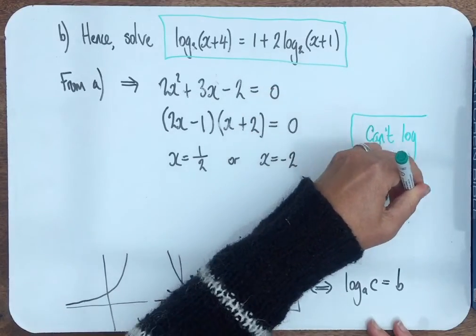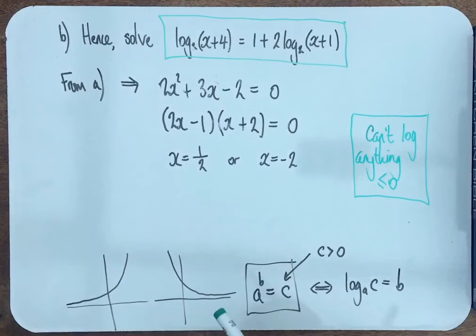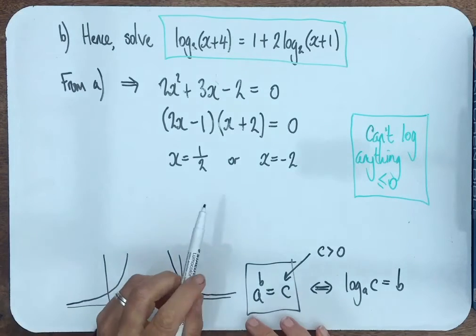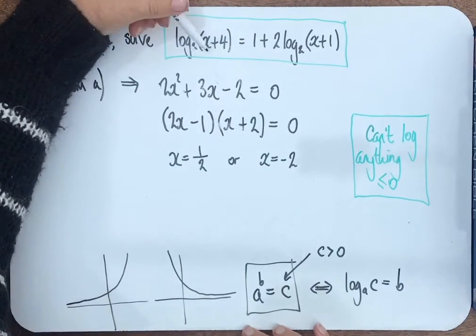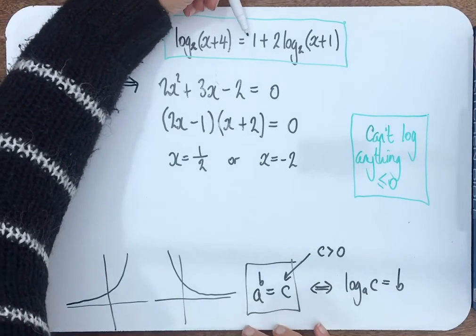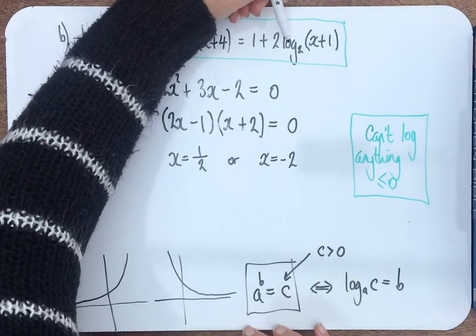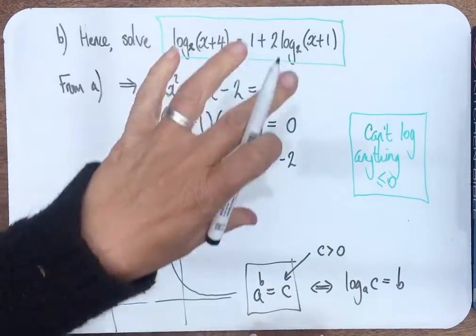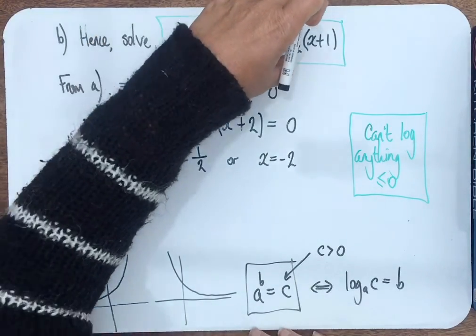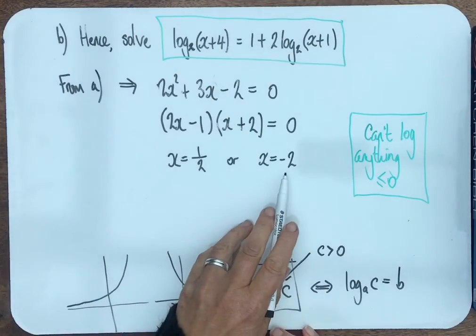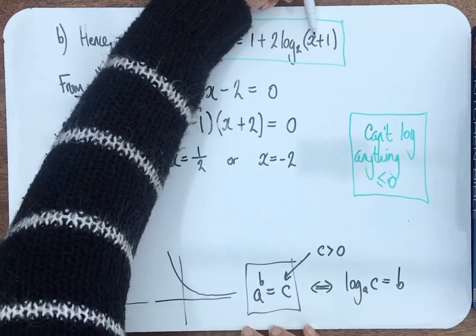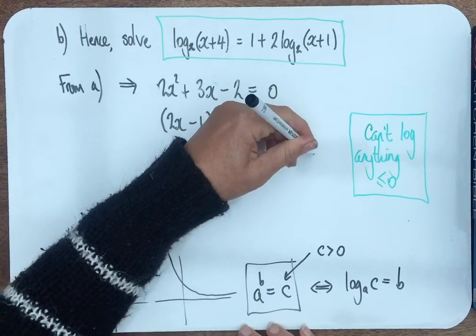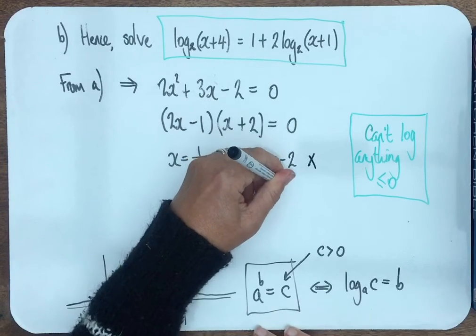You will get used to this. If you try and do log of a negative or 0 on your calculator, you will get a maths error come up. What that means is if I put this back into my original equation, that's fine, because I'll have log to the base 2 of 4.5 equals 1 plus 2 log to the base 2 of 1.5, which is absolutely fine. I can put x equals a half into here. But if I try and put minus 2 into here, minus 2 plus 1 is negative 1, and you can't log a negative, so this is not a valid solution to the original equation.